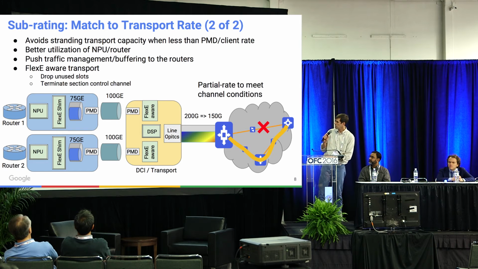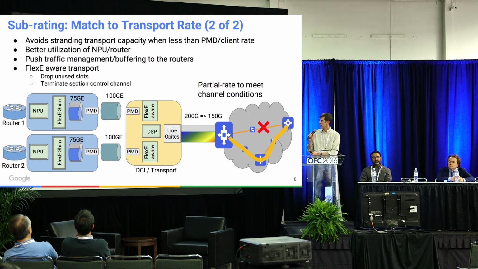And in this case, the transponder doesn't need to have a full FlexE shim, but it has what we call a FlexE aware transponder. So it can recognize which time slots in that 100 gig FlexE group are not populated, and drop those and groom these two 75s into a single 150 gig. This FlexE aware shim will also let us terminate a section layer control channel, so we can do a neighbor discovery, so we can validate which router ports are connected to which transponder ports.